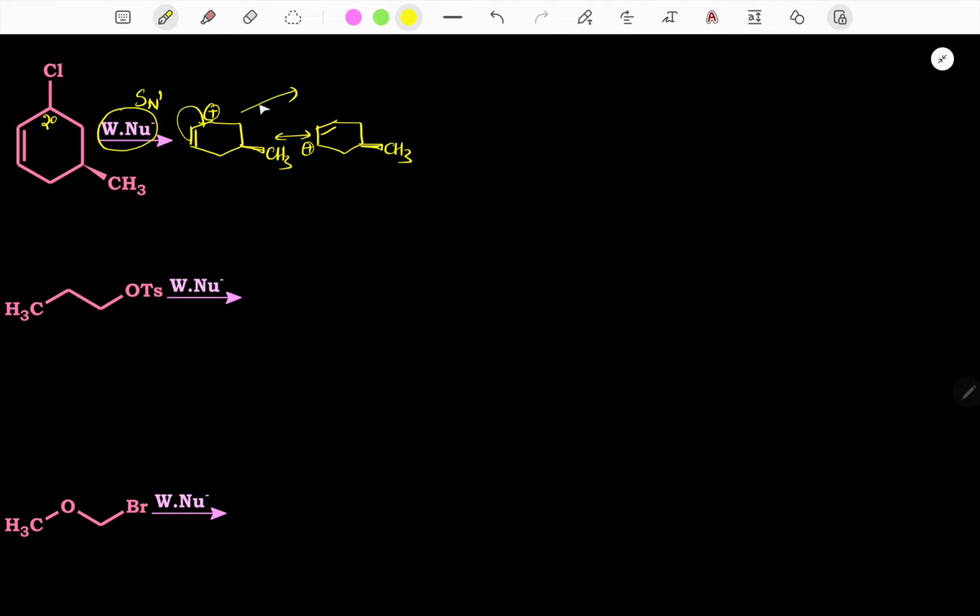Now it reacts with the weak nucleophile and the corresponding product is formed. Of course we know that the nucleophile can approach from above the plane as well as from below the plane. It also reacts with the nucleophile, and the nucleophile attacks the carbocation from above the plane as well as from below the plane.